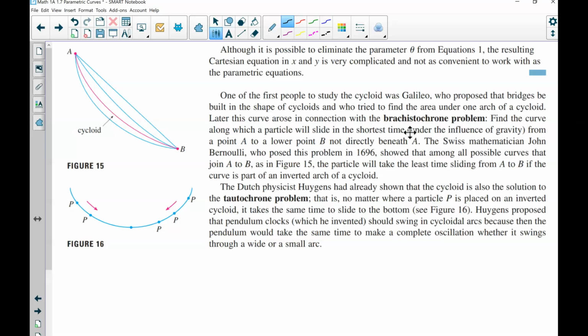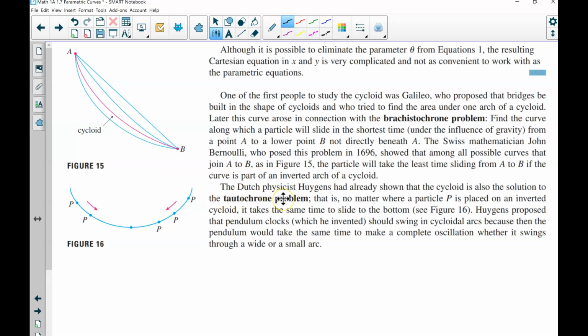Later, this curve arose in connection with the brachistochrone problem. We want to find the curve along which a particle will slide in the shortest time under the influence of gravity from a point A to a lower point B, not directly beneath A. The Swiss mathematician John Bernoulli, who posed this problem in 1696, showed that among all possible curves that join A and B, as in figure 15, the particle will take the least time sliding from A to B if the curve is part of an inverted arch of a cycloid.